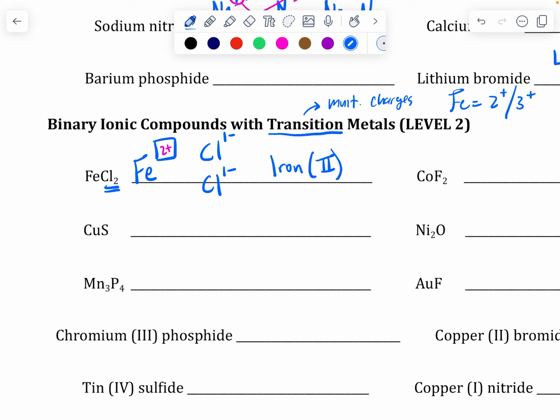What's the last one? What's the part on the right side? Chlorine, right? That should be conjugated to chloride. Cool? Cool. All right, let's move on forward.